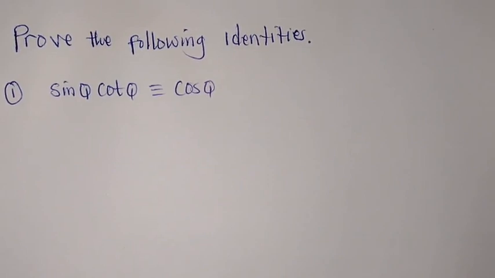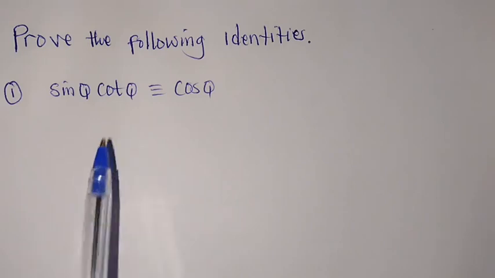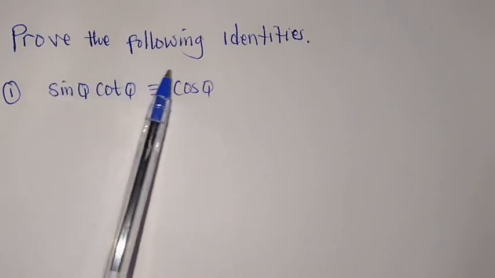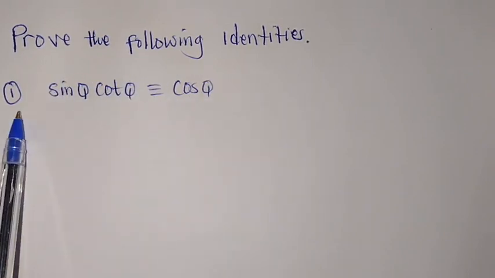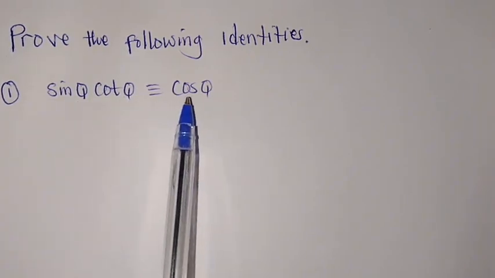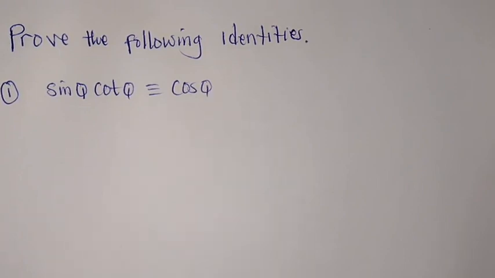So in this presentation, I want us to answer this question. This is a question coming from Trigonometry Identities. So the question reads, prove the following identities. So we have our first one right here. Sin theta cot theta is equal to cos theta. So how can we prove this identity?